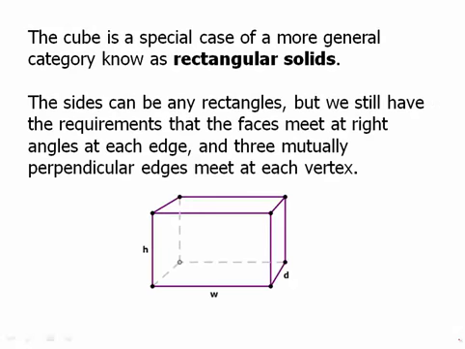The cube is a special case of a more general category known as rectangular solids. The faces can be any rectangles, but we still have the requirement that the faces meet at right angles at each edge and 3 mutually perpendicular edges meet at each vertex. So most boxes and cartons are rectangular solids. The world is just absolutely full of rectangular solids.